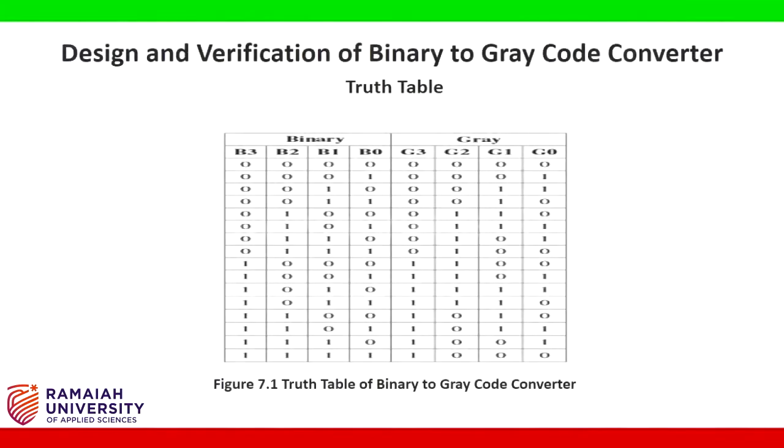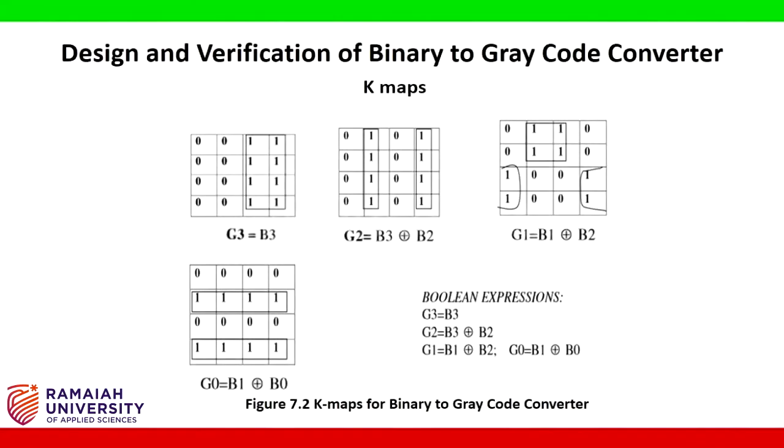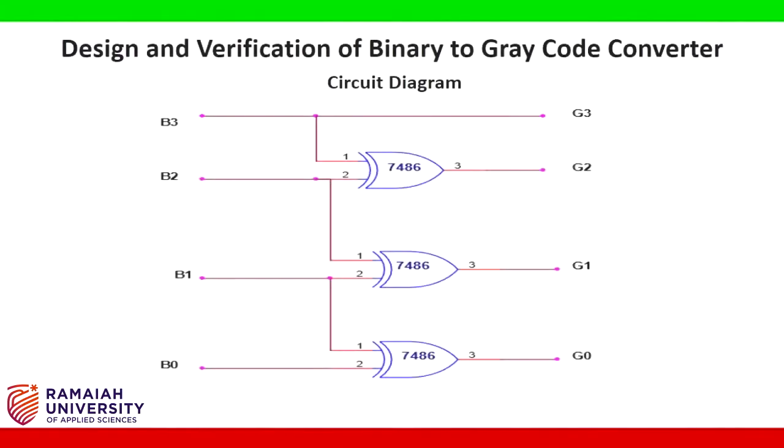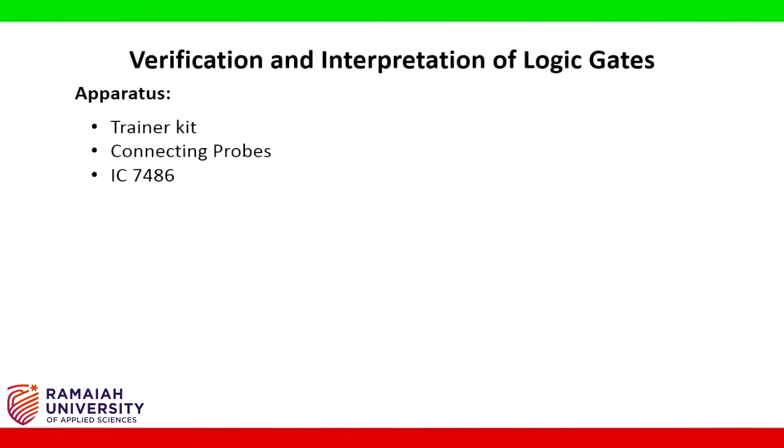The truth table for binary to gray code converters is shown here. The K-maps for binary to gray code conversion is as shown here. The logic diagram for binary to gray code conversion is as shown here. The apparatus required for this experiment are trainer kit, connecting probes, IC 7486.